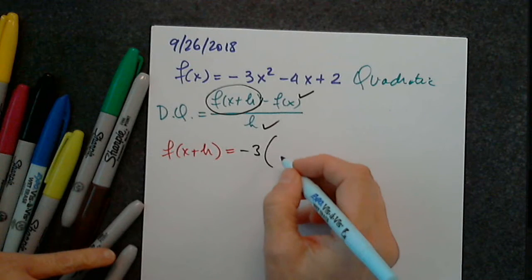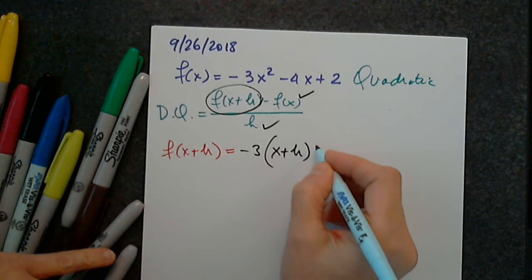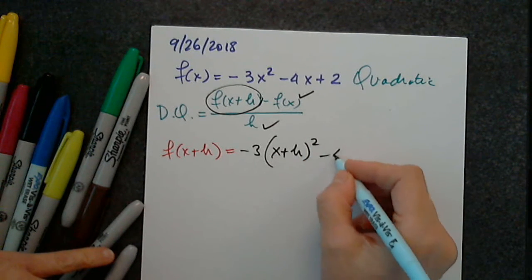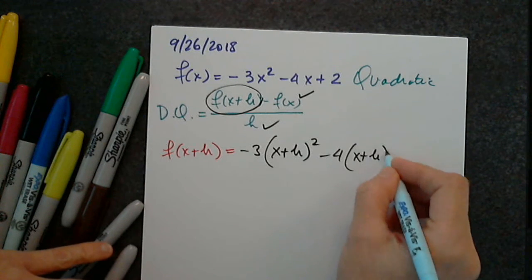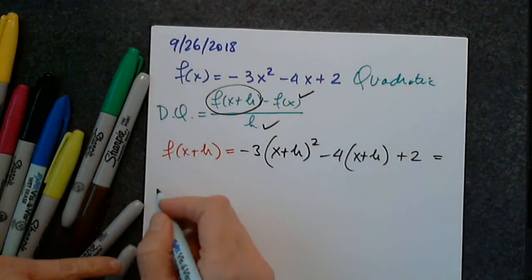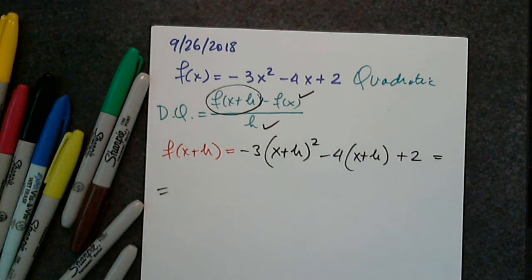Parentheses. Yes. x plus h. Very good. Close parentheses squared. Awesome. Minus 4, parentheses x plus h, plus 2. Perfect. That's all I needed. So once I see the pattern says negative 3 times blah squared minus 4 times blah plus 2, if blah now is x plus h, all I have to do is replace the blah everywhere with x plus h. Does it make sense?